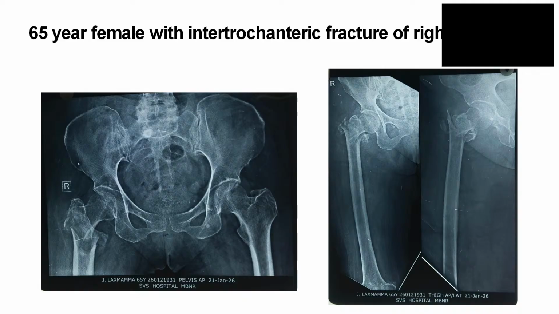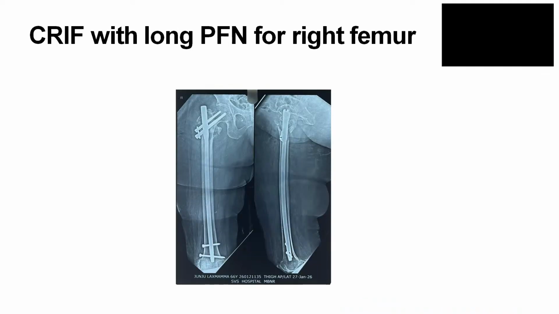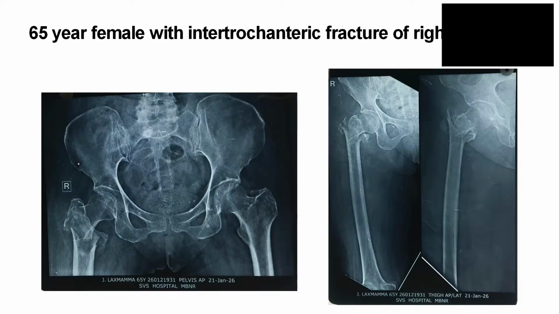65-year-old female with intertrochanteric fracture of right femur. We have Type 2. It looks like type 2. It looks like unstable. Unstable, sir. This is an unstable fracture.